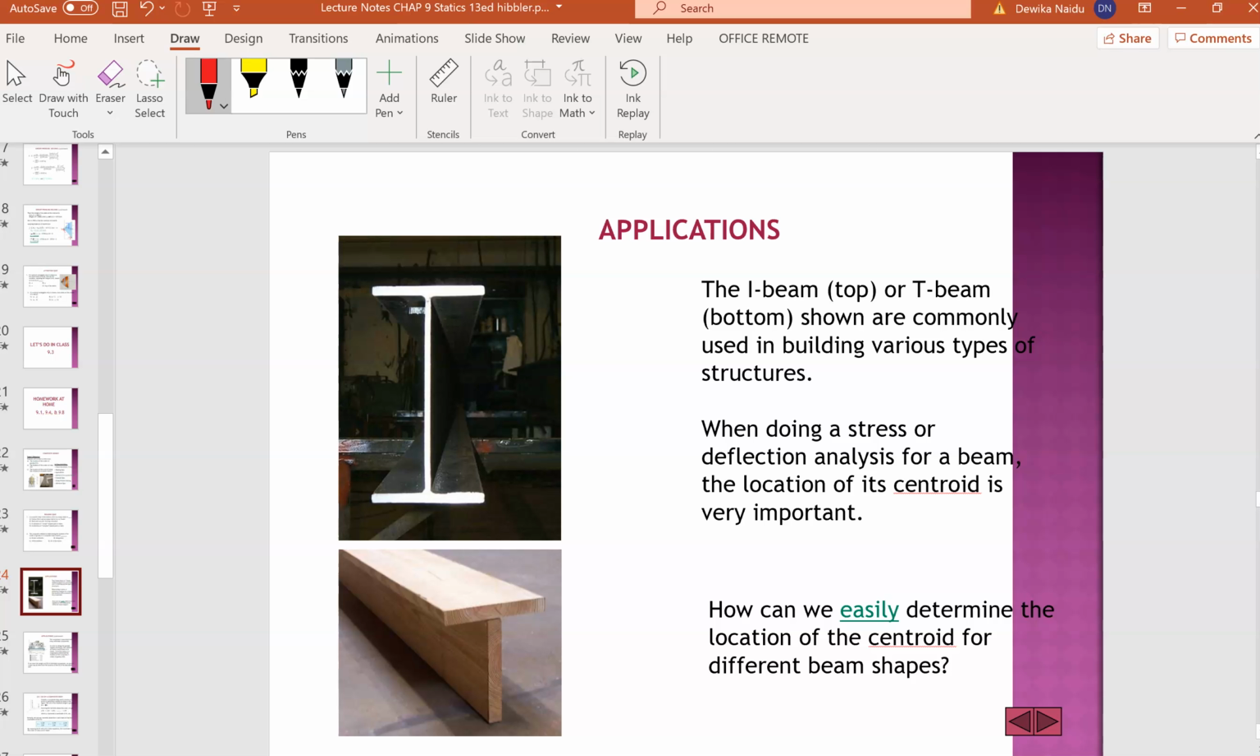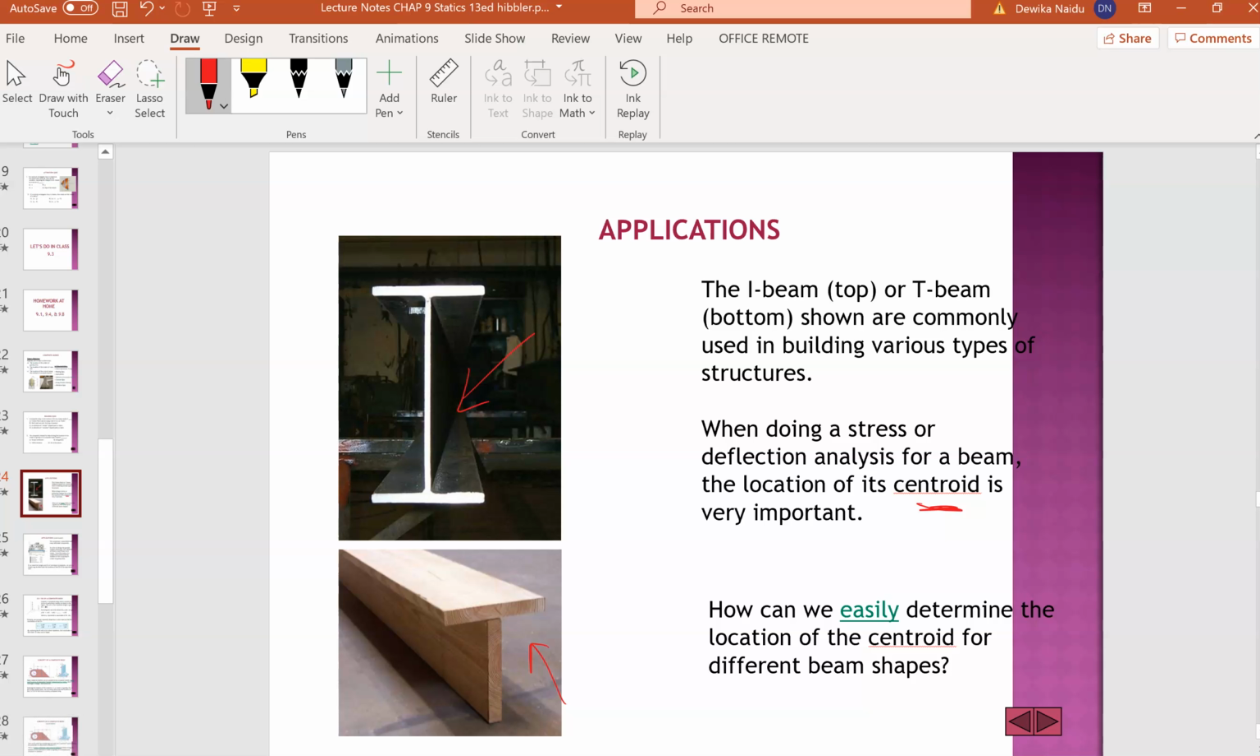So, application. For example, the I-beam. This is an I-beam, and this is a T-beam. I'm pretty sure that you have seen this in many places. When doing a stress or deflection analysis on the beam, the location of the centroid is very important. So that's the reason why we need to find the composite body. How can we easily determine the location of centroid? This is what I'm going to cover in this particular chapter.